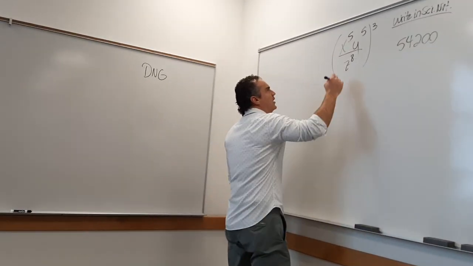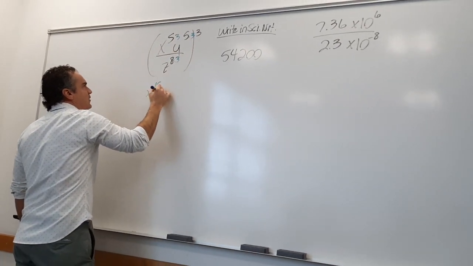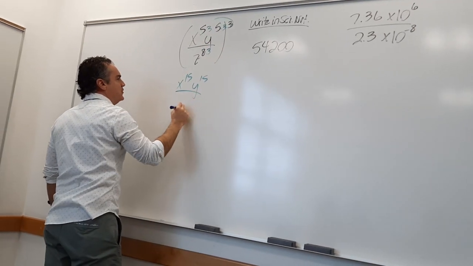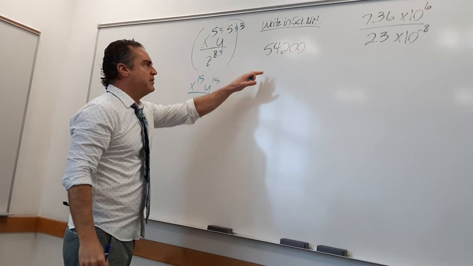This is going to end up being times 3, times 3, times 3, which makes x to the 15th, y to the 15th, right? Because this distributes to all these, over z to the 24th. Say woo if you got it right. Woo. Okay? Write this in scientific notation.